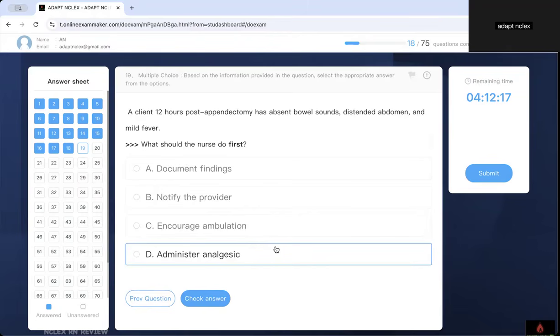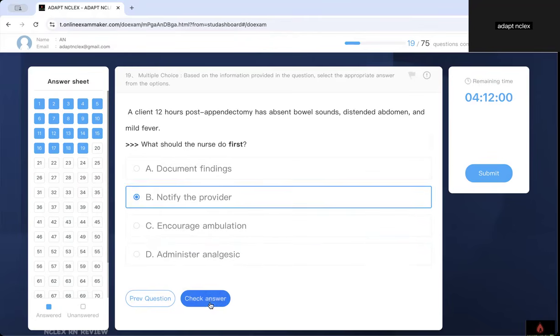I document the finding, I let the doctor know, I let the patient walk, give them medication. All these combinations are bad. Giving them an analgesic is not going to solve things. You're just masking the issue. Let them walk? They're not going to walk with these symptoms. You should let the doctor know.